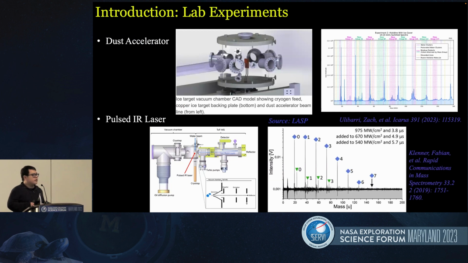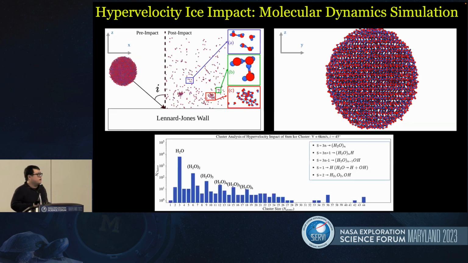In order to understand the hypervelocity impact of ice, there have been some lab experiments. For instance, the IMPACT team has a dust accelerator to create a hypervelocity impact on cryo icy surfaces. And people have been using pulsed IR lasers to shoot on a water beam, and they managed to create mass spectra detected from cosmic dust analyzers. So this is very promising.